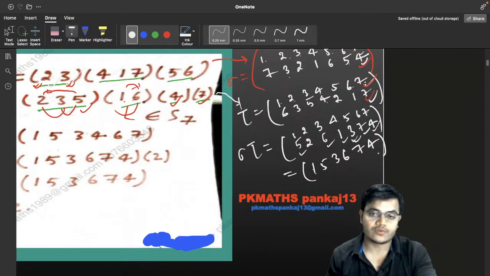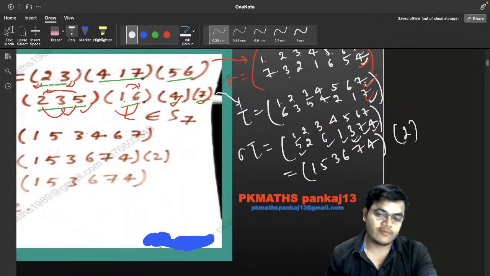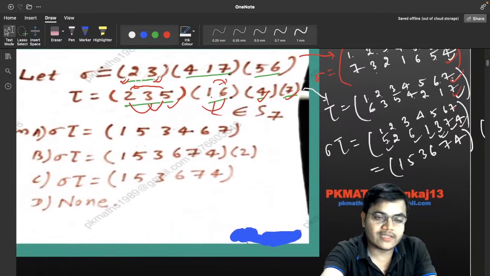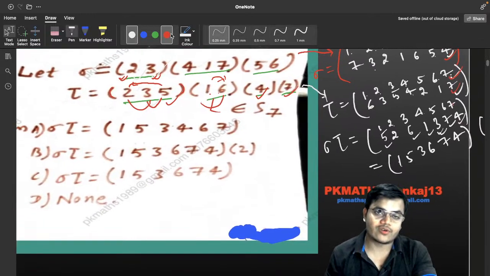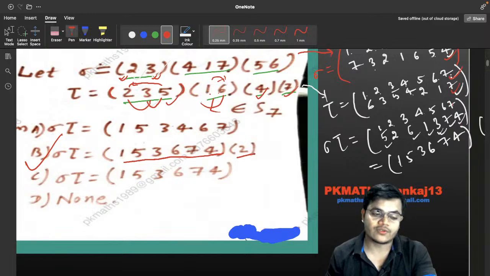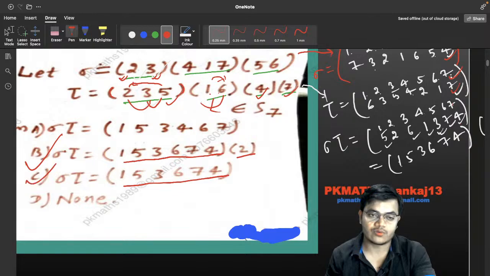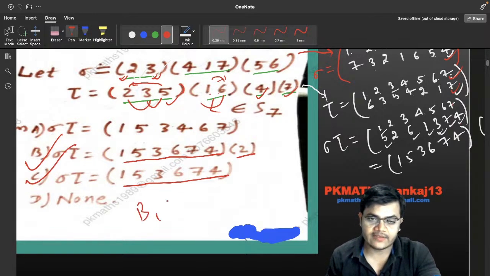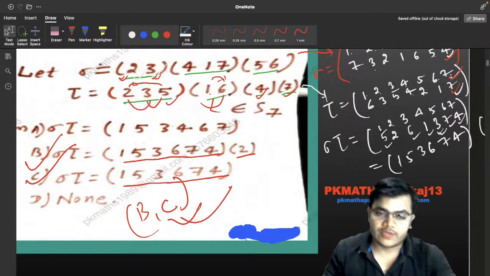So we must close the cycle. And here 2 is going to 2 only, so we can just write 2 over here. Even if you do not write 2, it's fine. So you can say that your answer will be what? This sigma tau is this (1 5 3 6 7 4) with (2) is also okay. Otherwise (1 5 3 6 7 4) is also okay. So that's why the correct answers are B and C options.